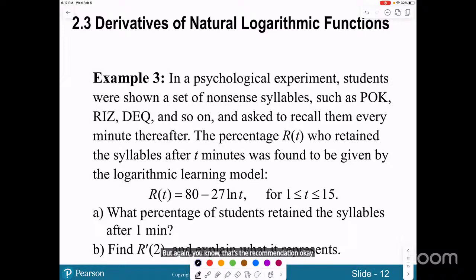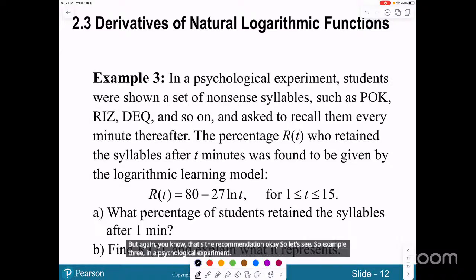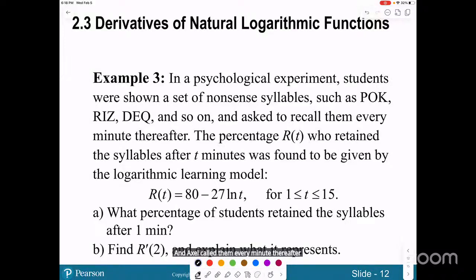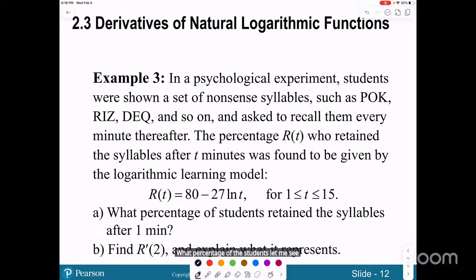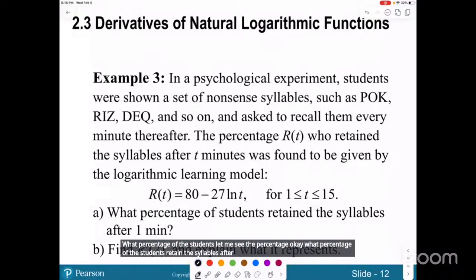So, example 3. In a psychological experiment, students were shown a set of nonsense syllables and asked to recall them every minute thereafter. The percentage R of t who retained the syllables after t minutes was found to be given by the logarithmic learning model, as t goes from 1 to 15. What percentage of the students retain the syllables after 1 minute? I guess that's when t is 1. And then find R prime of 2 and explain what it represents.